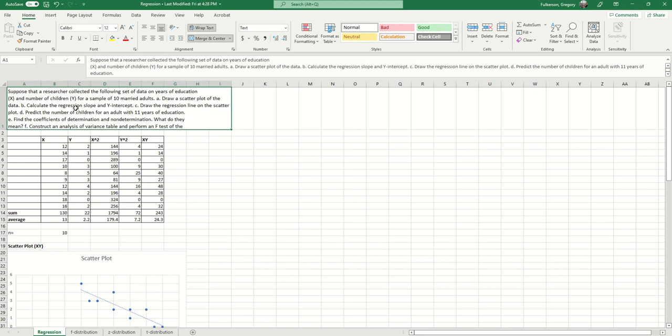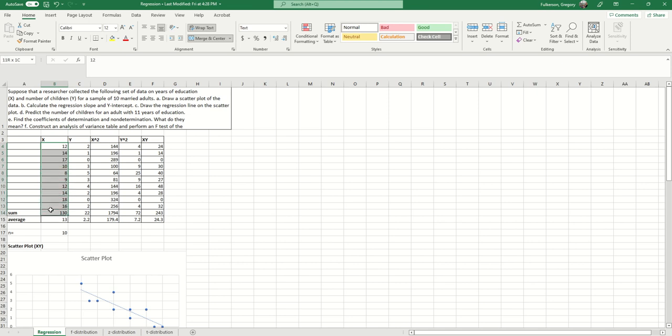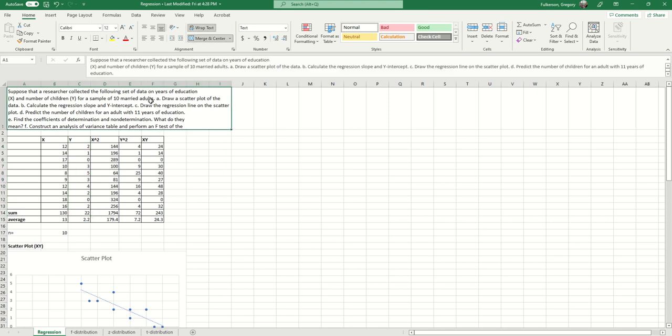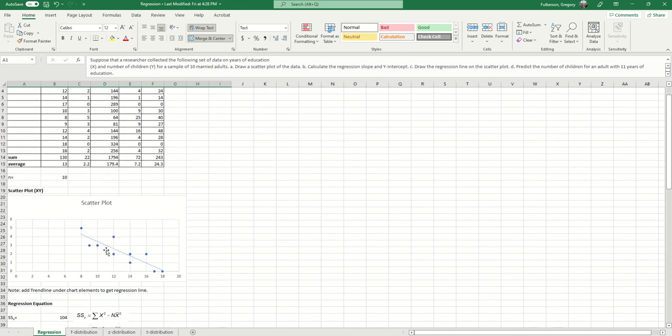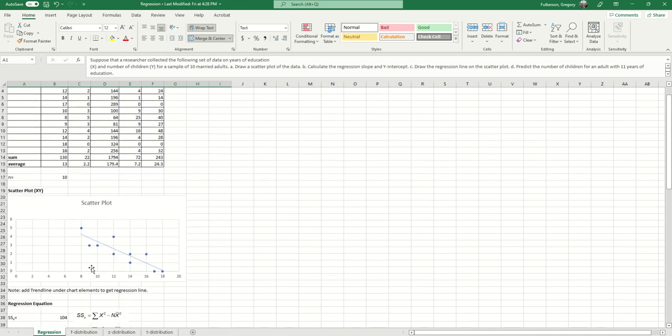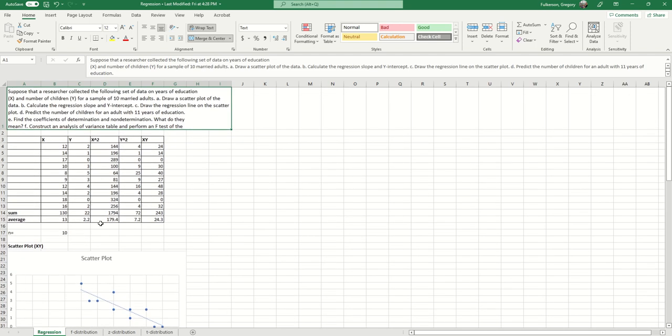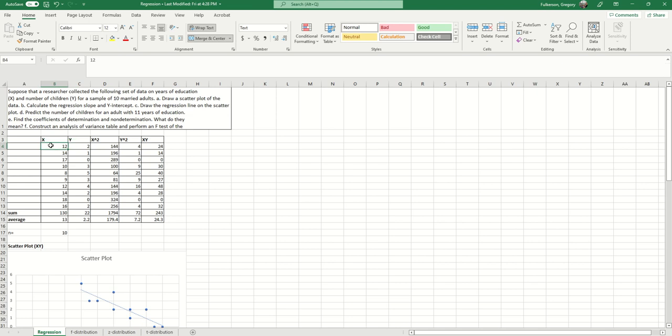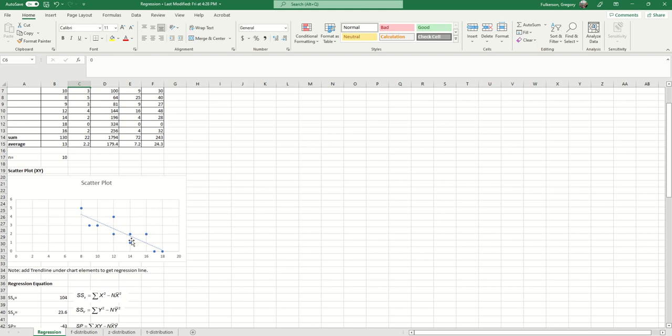So the problem is, okay, a researcher collected the following set of data on years of education, so that's what X is, and number of children, so that's what Y is, for a sample of 10 married adults. Draw a scatter plot of the data, so that's what this is over here. The lowest X value is 8, so it doesn't start over here at 0, but starts at 8. And then we're just plotting X and Y on the axis, right? So that's what these dots are doing.